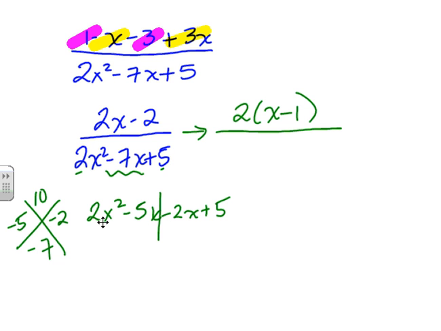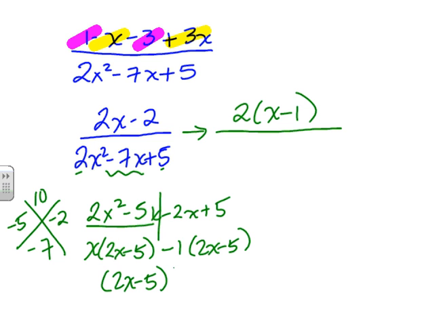Cut it in half and find the greatest common factor, which is x. Multiply it times 2x minus 5. We notice that the other pair is opposite, which means that this factor would be negative 1. Pull out the common binomial of 2x minus 5, leaving behind x minus 1. So here are the two binomials that we can factor that trinomial with: 2x minus 5 and x minus 1.